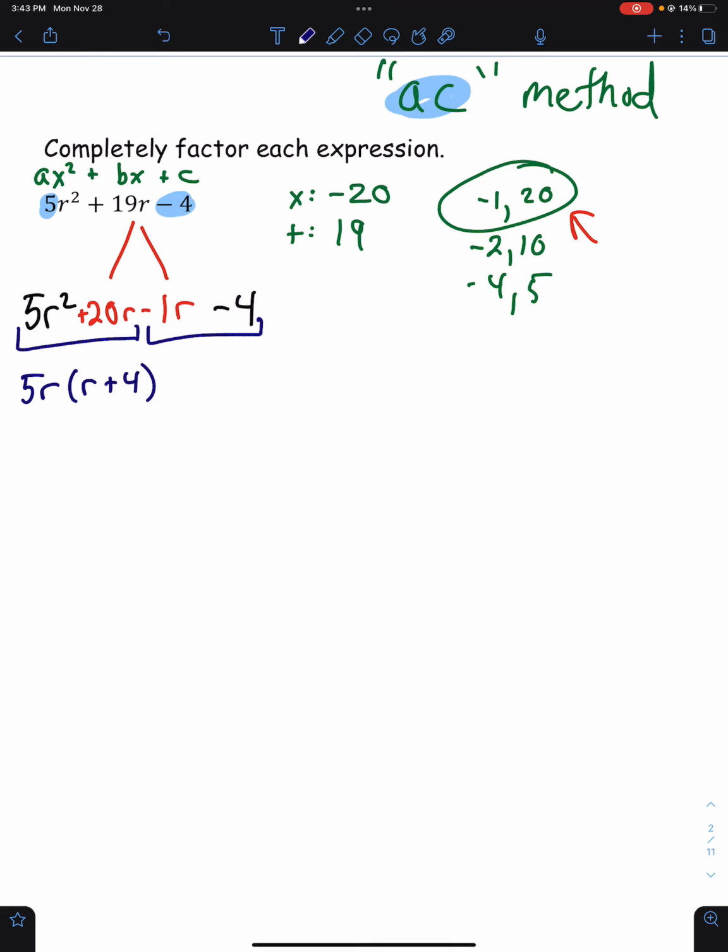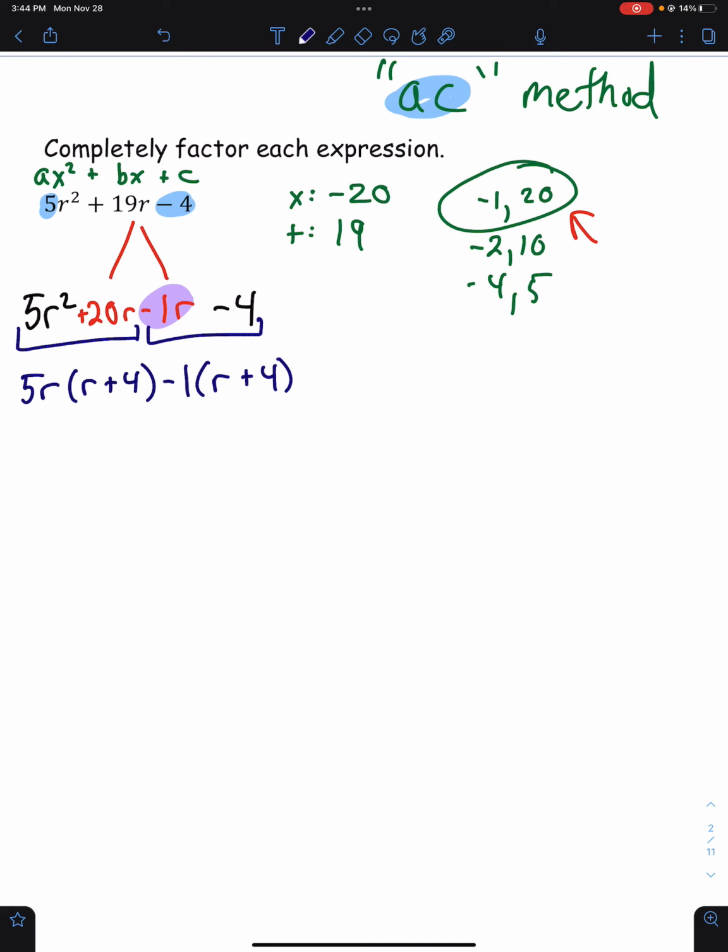And then negative 1r minus 4. This is where you have to make sure that if the first term in our grouping is negative 1r, we have to take out a negative, because we want it always to be positive. So I take out a negative. The GCF between 1 and 4 is just 1, so we take out -1, and that would be r plus 4, because it changes the sign of both the factors when I factor out -1.